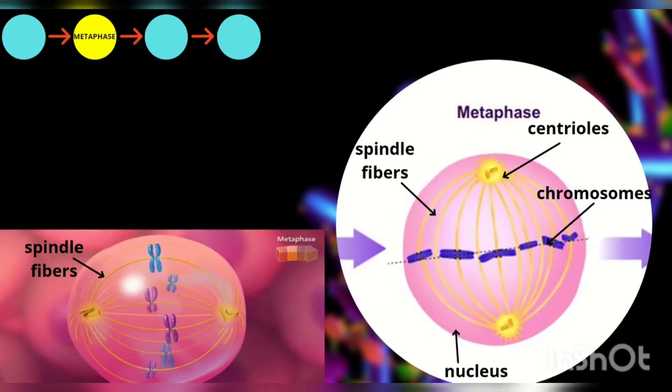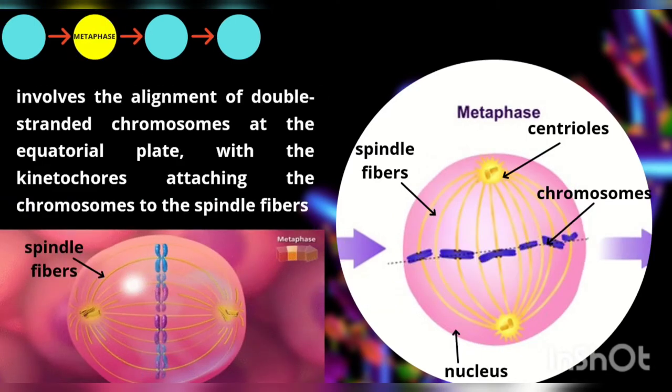Next, we have the metaphase. Metaphase involves the alignment of double-stranded chromosomes at the equatorial plate with the kinetochores attaching the chromosomes to spindle fibers. Nucleolus and nuclear envelope disappear completely. Each chromosome receives spindle fibers from the pair of centrioles, which are attached to the kinetochores. Chromosomes align to the central metaphase plate or the equatorial plate.